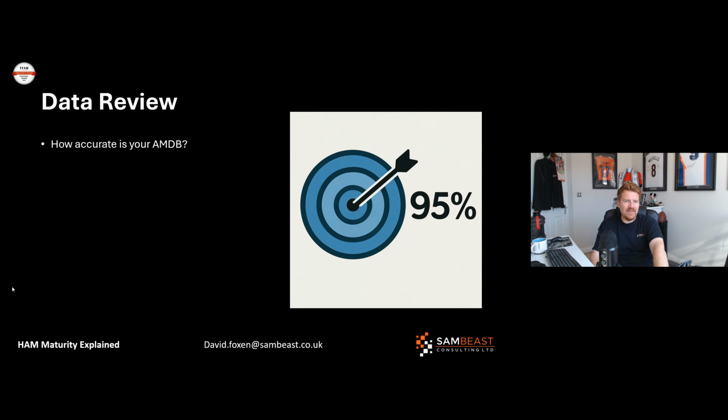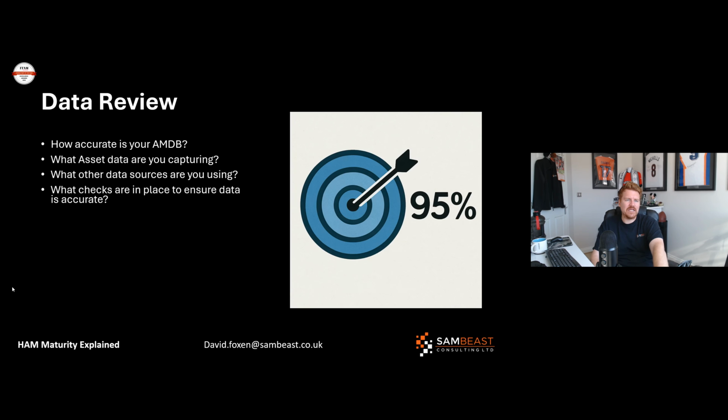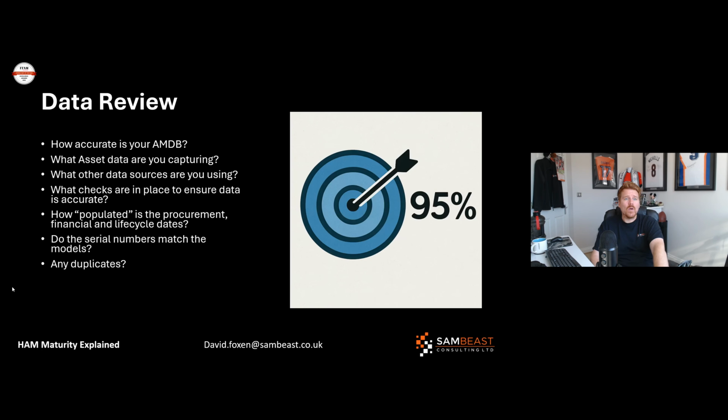We're also looking then at the data. How accurate is your asset management database? What asset data are you actually capturing? What other data sources are you using? What checks are in place to ensure that data is accurate? Like all of the really basic things that you should be doing. How populated are procurement and financial life cycle dates? Super important for managing that life cycle. What checks are you doing to actually validate it's accurate?